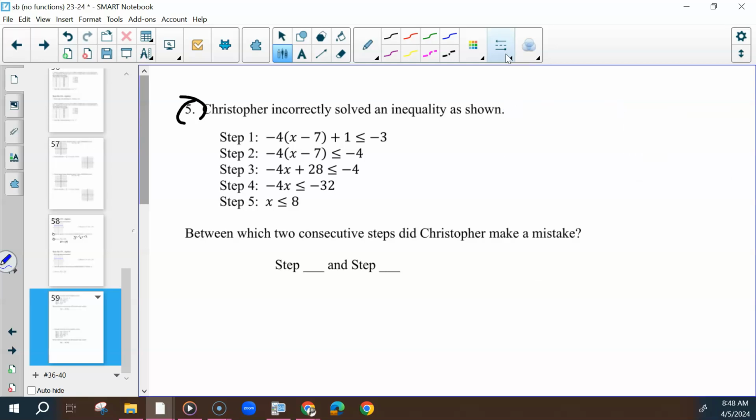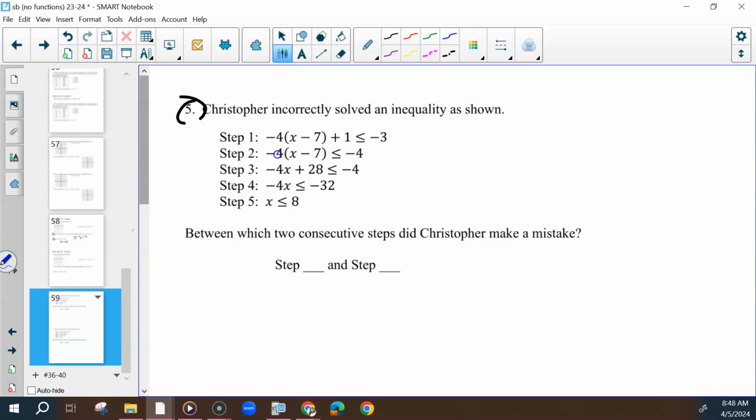And then for question 5, we're looking for which 2 steps did he make a mistake. So from step 1 to step 2, he subtracted 1 to both sides. That's not what we usually do, but that is an okay step. Step 2 to step 3, distributed the -4, so -4x plus 28, that's fine. Step 3 to step 4, subtracted 28 to the other side to get -32, so that's fine.